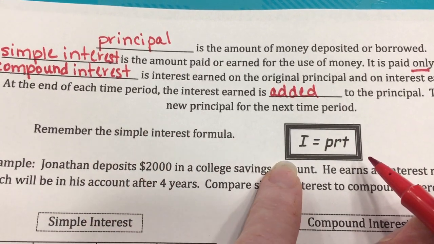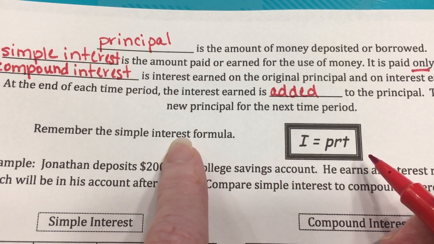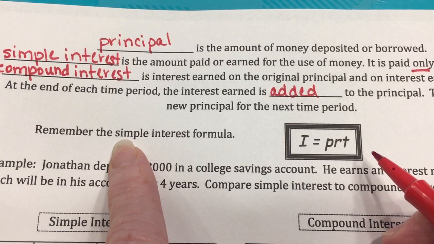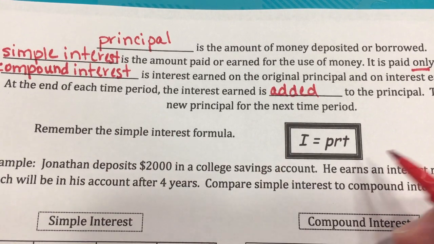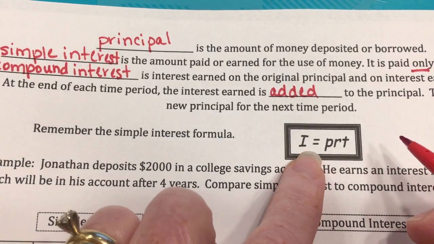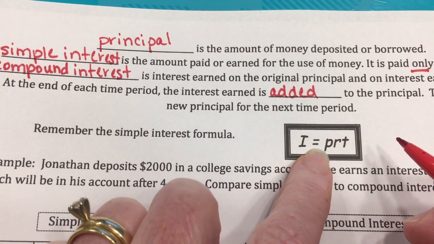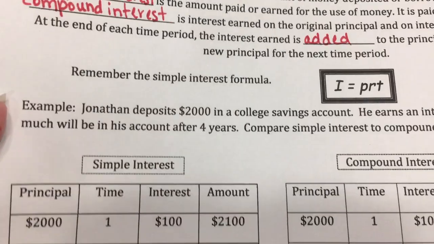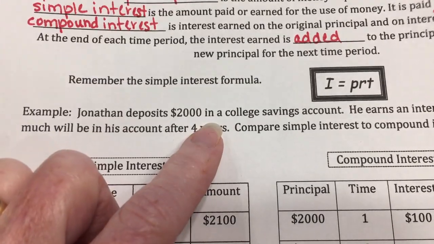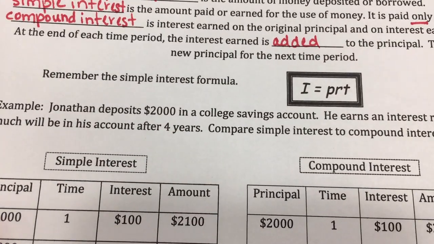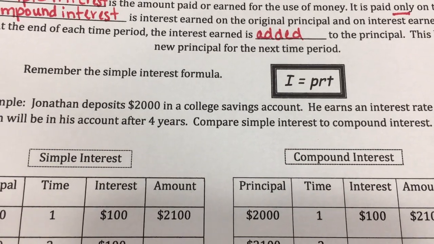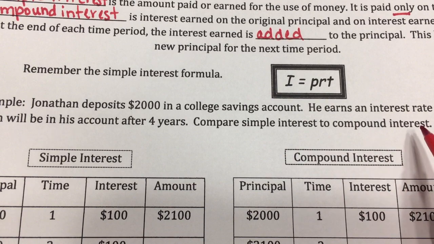So there is a formula for finding compound interest, but before we talk about that, I want to just show you how you can find both using the simple interest formula. So it's the same as what we were using before. Interest is equal to the principal times the rate times the time. All right, so in this example, Jonathan deposits $2,000 in a college savings account. He earns an interest rate of 5%. How much will be in the account after 4 years? Compare simple interest to compound interest.